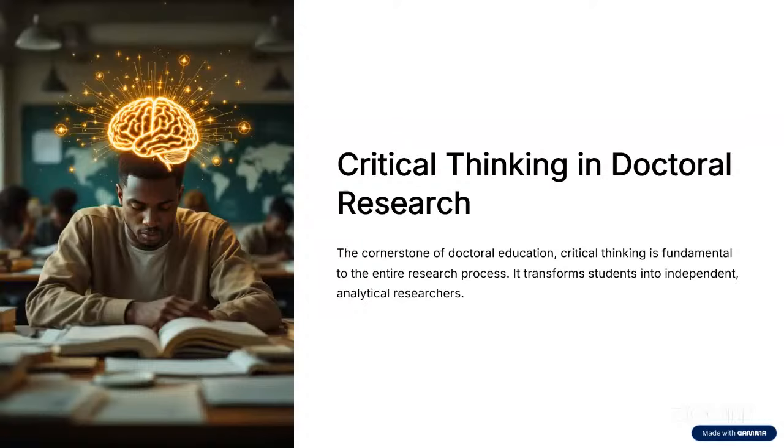Critical thinking stands as one of the cornerstones of doctoral education and is fundamentally intertwined with the entire research process. So there's no way that you can embark on a doctoral journey, on a doctoral research, without putting on your critical thinking lens. I know for some of us, we may be coming into this program just because we want the degree, we want to add to our title, and we want to see the PhD title behind our name.